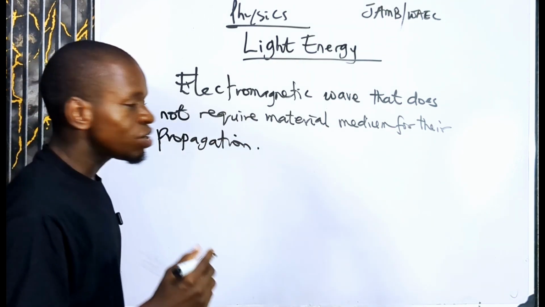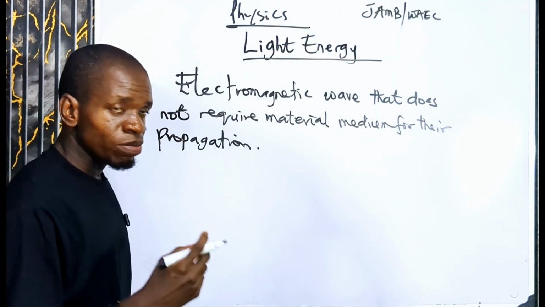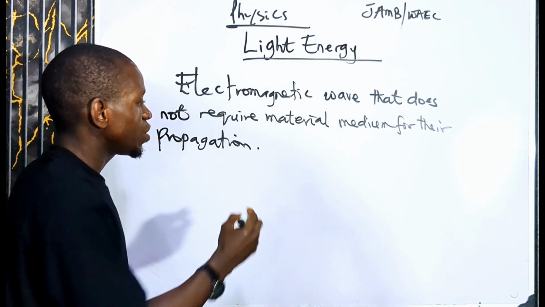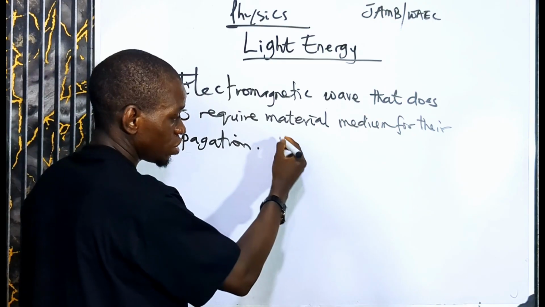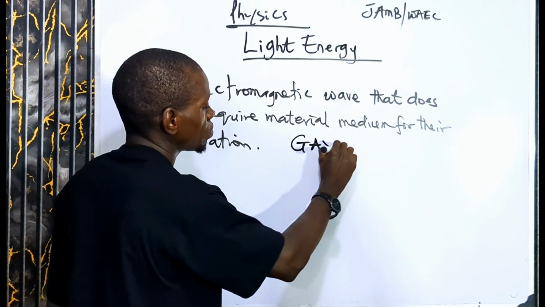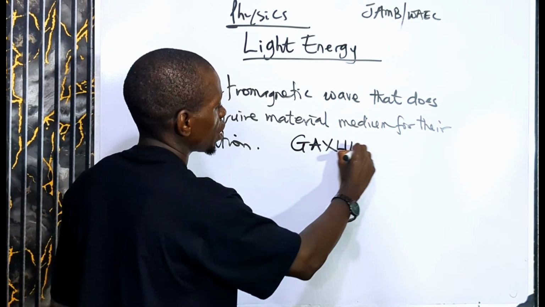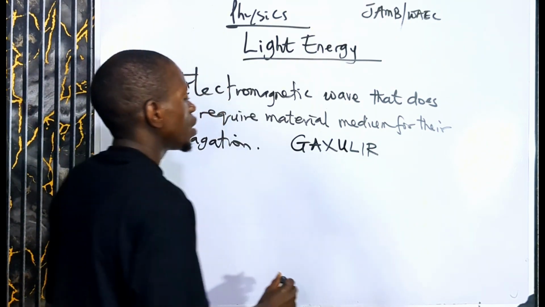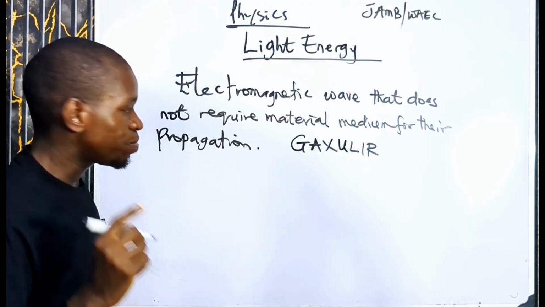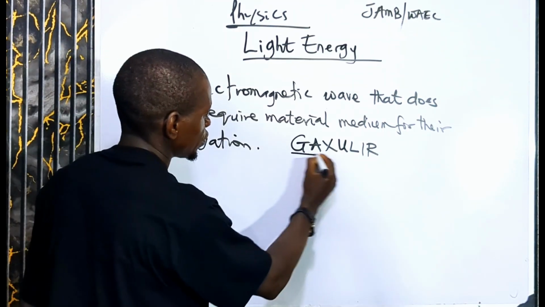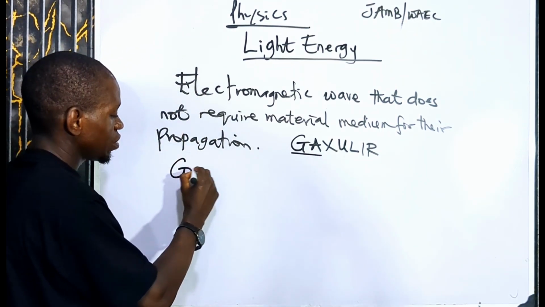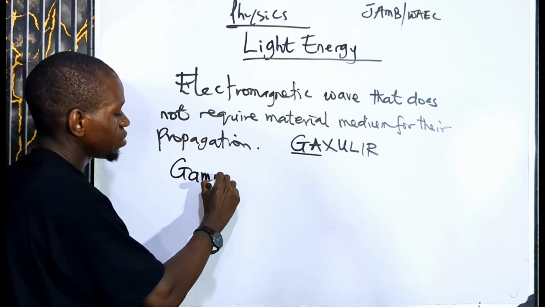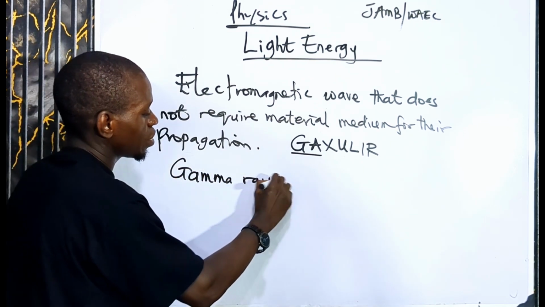Now, the best way to remember the electromagnetic waves that we have is by the use of this short form or mnemonic called GAXULIR. This is the best way I remember this. And what does that actually mean? Your GA simply means your gamma rays. So when you talk about that, that is your gamma rays.